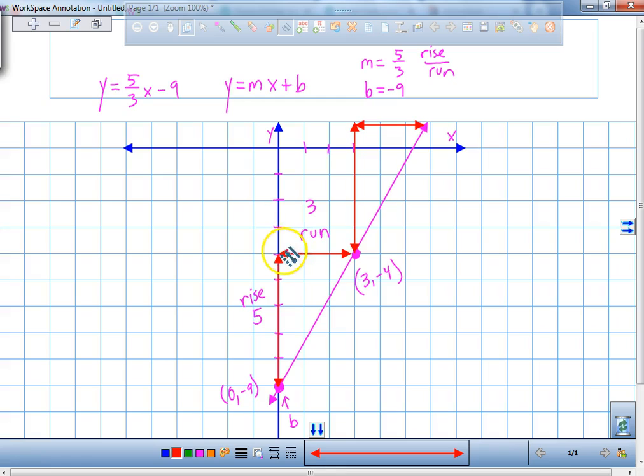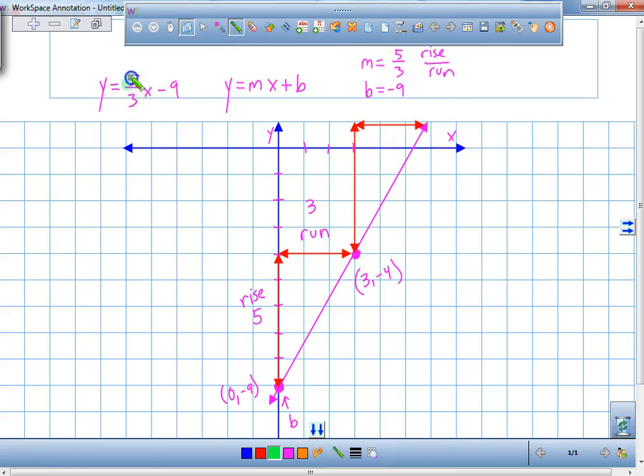Do you see that? Up 5 over 3, up 5 over 3. Why did I do that? Because the slope was what? It was positive. And if it's a positive slope, it goes up from left to right. If it was -5/3, what would I do? I would go down 5 and over 3, down 5 and over 3. So that's what you guys are doing on it.